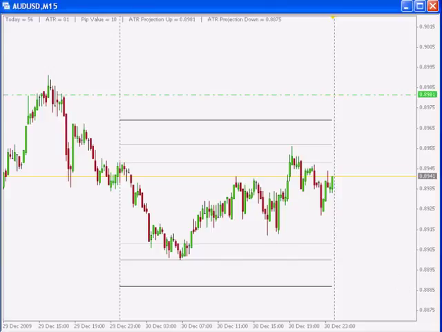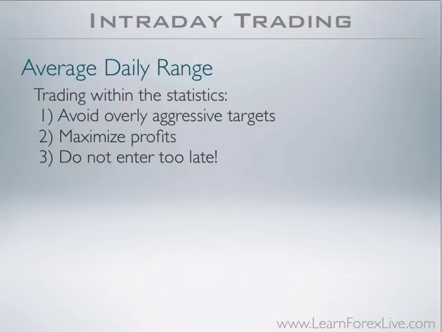All right, folks, that's about it for this chart and for the average daily range. It helps you locate your final target at the optimal level, and it also keeps you away from entering the trade whenever your buy or sell signal comes in too late in the day. The average daily range, a fantastic tool.